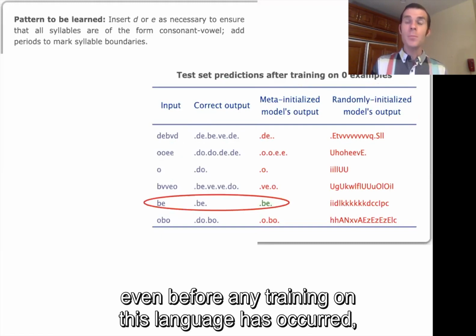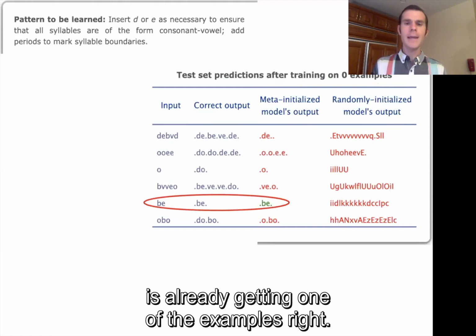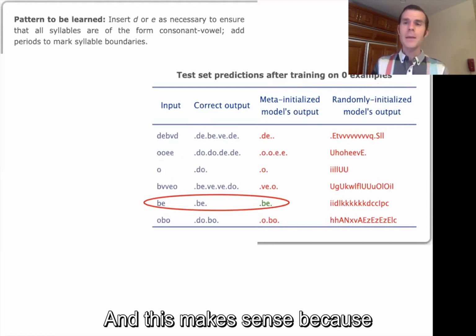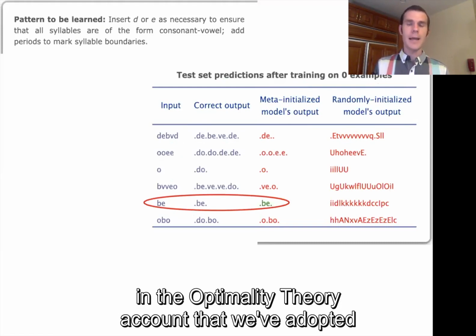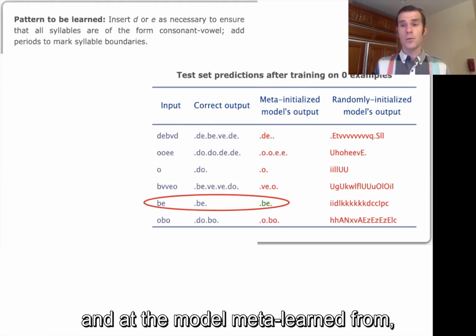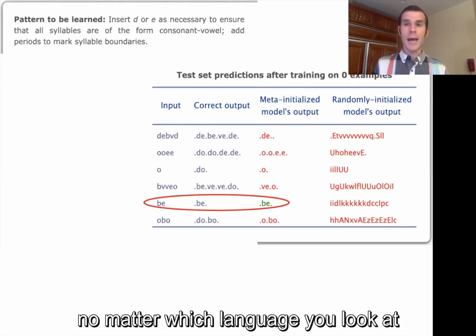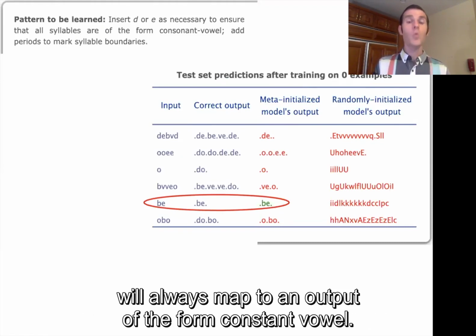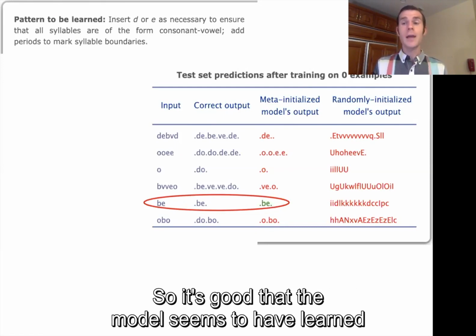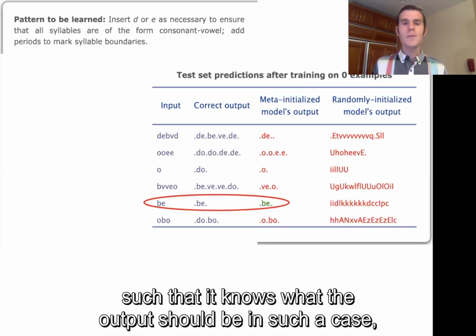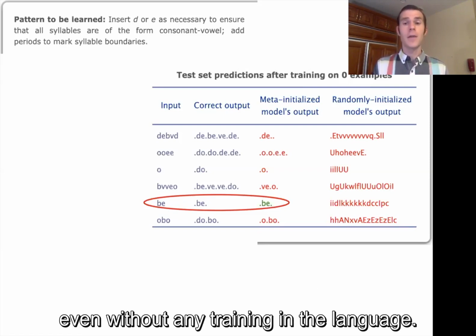We can see that even before any training on this language has occurred, the meta-initialized model is already getting one of the examples right. And this makes sense because in the optimality theory account that we've adopted and that the model meta-learned from, no matter which language you look at, an input of the form consonant vowel will always map to an output of the form consonant vowel. So it's good that the model seems to have learned that universal fact about languages, such that it knows what the output should be in such a case, even without any training in the language.